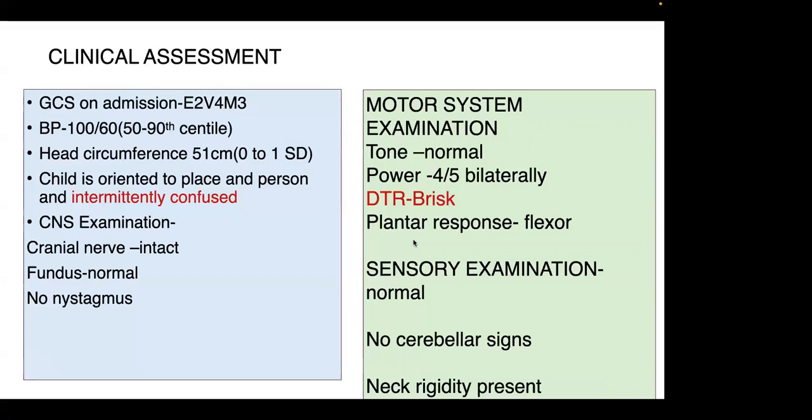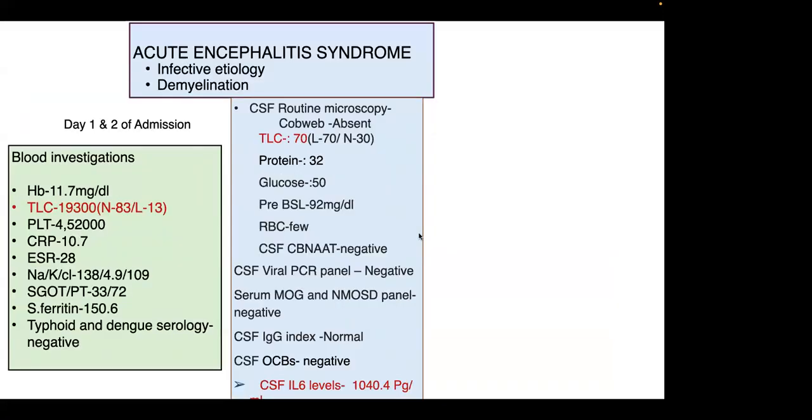His initial examination GCS was E2, V4 and M3. He was intermittently confused, but he was oriented. Reflexes were brisk, but the rest of the examination was normal. He had neck rigidity on admission. His blood workup showed elevated total counts, neutrophilic. CRP was 10 and ESR was 28. The rest of the workup was normal and dengue serology was negative.